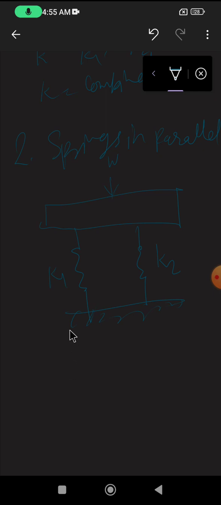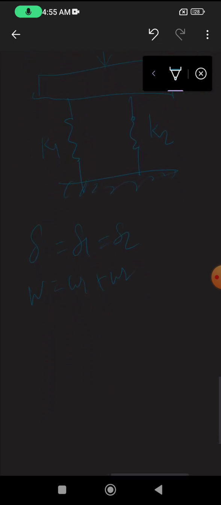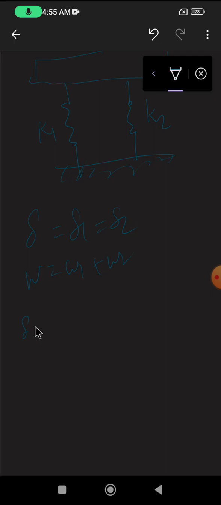Now a little consideration will show that when springs are connected in parallel, then the total deflection produced by the springs is the same as the deflection of the individual springs. So delta is equal to delta 1 is equal to delta 2. As we know the formula, the total weight will be divided between the two, that is W is equal to W1 plus W2. So the weight will be divided by the springs, according to how much each is carrying. So W is equal to delta K is equal to delta K1 plus delta K2. So delta will get cancelled out. So K is equal to K1 plus K2, where K is the combined stiffness of the springs and delta is the deflection produced. So this is springs in parallel.